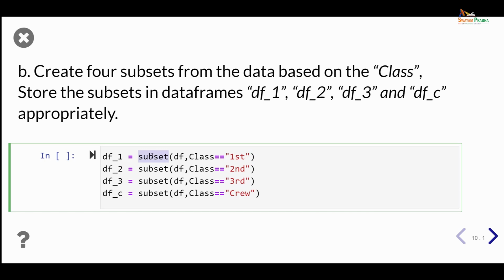You can use the subset function in order to subset the rows. The first argument should be the data frame name, that is df. The second argument should be the condition. Here class is the variable name and I am checking wherever the class variable has first as value, then I am going to save all those rows to a new data frame called df1. So basically we are subsetting the first class passengers and saving it to df1, and we are also doing the same thing for the other classes: second class passengers, third class passengers and the crew members. So now I have 4 different data frames which have the details of passengers class wise.